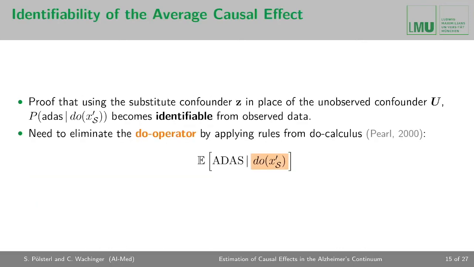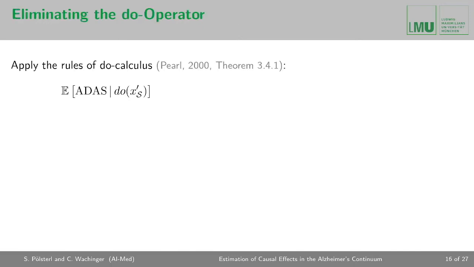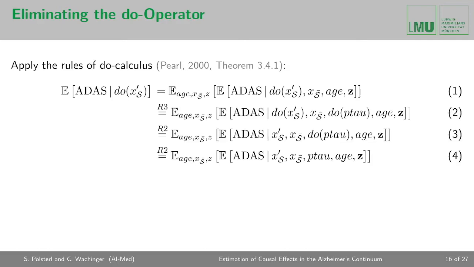To prove identifiability of the post-intervention distribution, we need to eliminate the do operator such that only observed quantities remain. Here's the proof that shows that the causal effect of a subset of neuroanatomical measures on cognition is identifiable. First, the causal graph tells us that we need to marginalize over age, the neuroanatomical structures we are not interested in, and the substitute confounder.